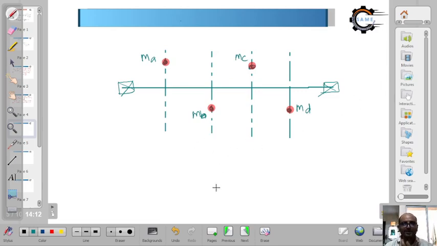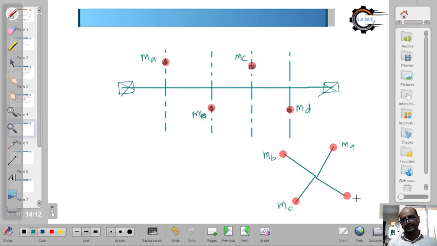This is the front view. Now the side view looks like this. I'll show the side view of these masses here in the bottom place. Anything like this you can get in the exam. From the front view this mass looks to be at this place, but from the side it may be at a different place. This is MA, this is MB, this is MC and this is MD. This is the side view, and this is the front view.